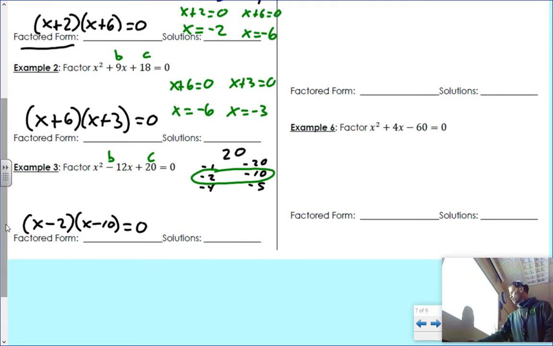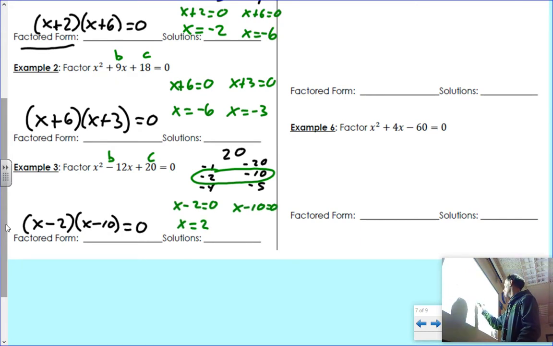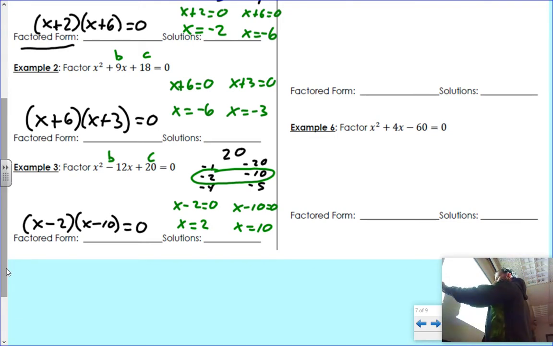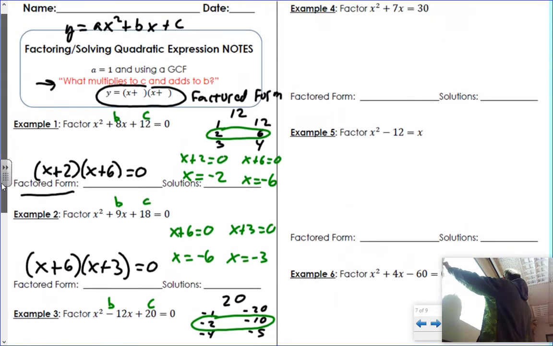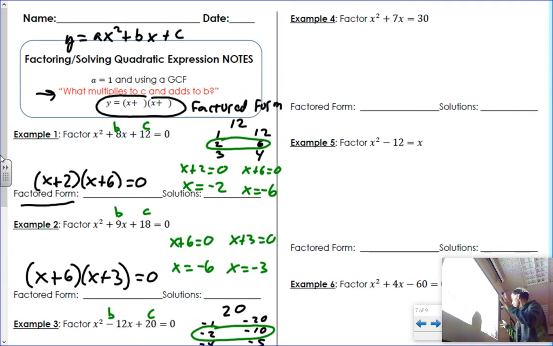And then for my solutions, again, you set them each equal to 0 and you solve. Okay? And that's the whole process, folks. So we're going to jump through these next couple of examples a little quicker, but before I do that, I want to make sure you notice one thing. Take a look at example 4.